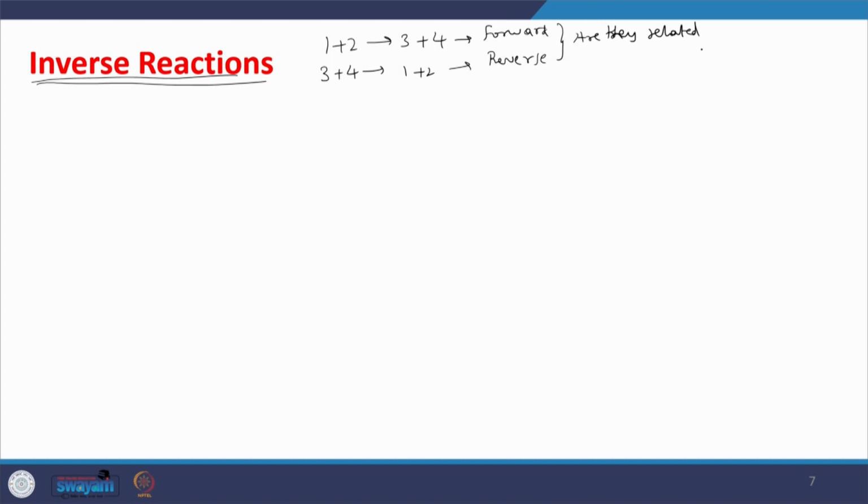By measuring the cross section for the forward reaction, can we get information about the cross section of the reverse reaction? If yes, how do we relate them mathematically? Why is it so important?